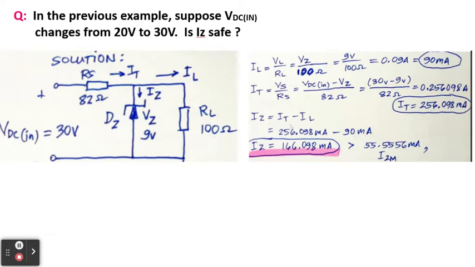For IZ, we subtract IL from IT, and we get 256.098 milliamperes minus 90 milliamperes. We get 166.098 milliamperes, which is greater than the IZ max, which is 55.5556 milliamperes. Therefore, the Zener diode will be very unsafe.